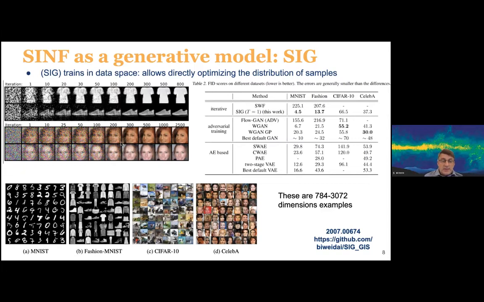We get similar results for celebrities. Here are some of the samples that we have obtained with this method using MNIST, Fashion MNIST, CIFAR10, and CelebA. And in terms of these scores that people like to talk about, FID scores, this method is pretty competitive. So these are very high dimensional examples, right? So this is 800 to 3000 dimensions. So this method certainly can work in high dimensions.